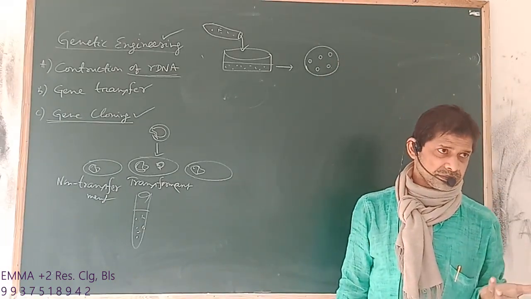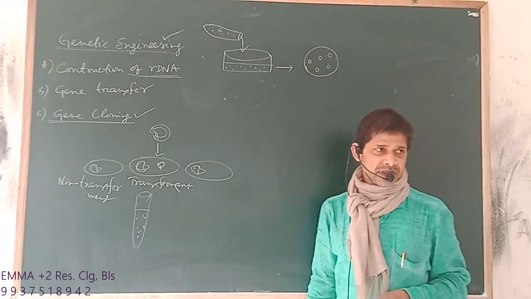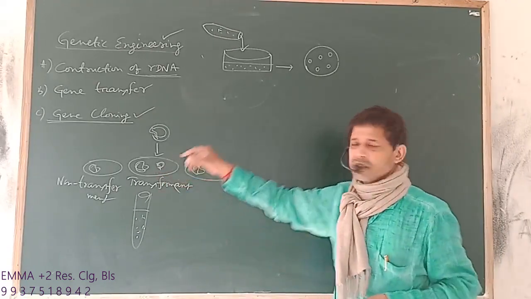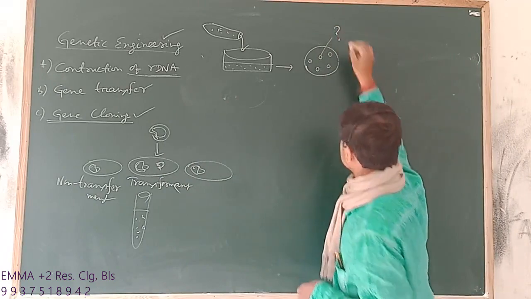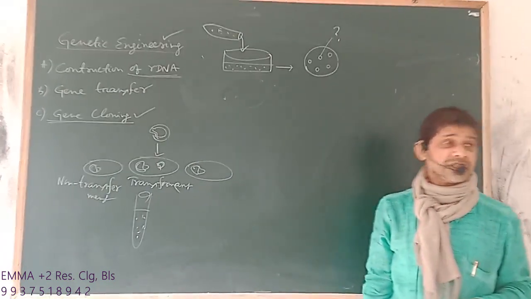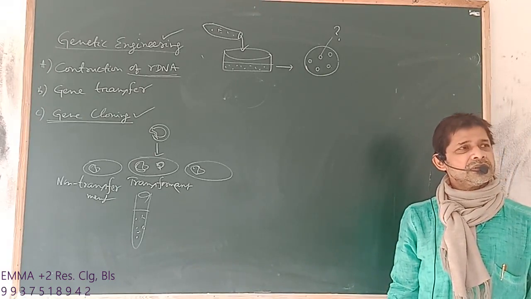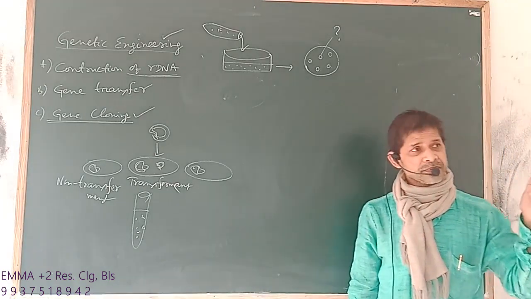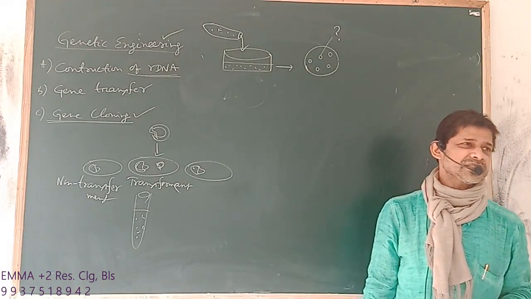I can see them. These are the bacterial colonies. Any one colony contains recombinant DNA. To find out which colony has the recombinant DNA, I have to apply some technique. For that, I told you the vector DNA must contain 2 antibiotic resistant genes.